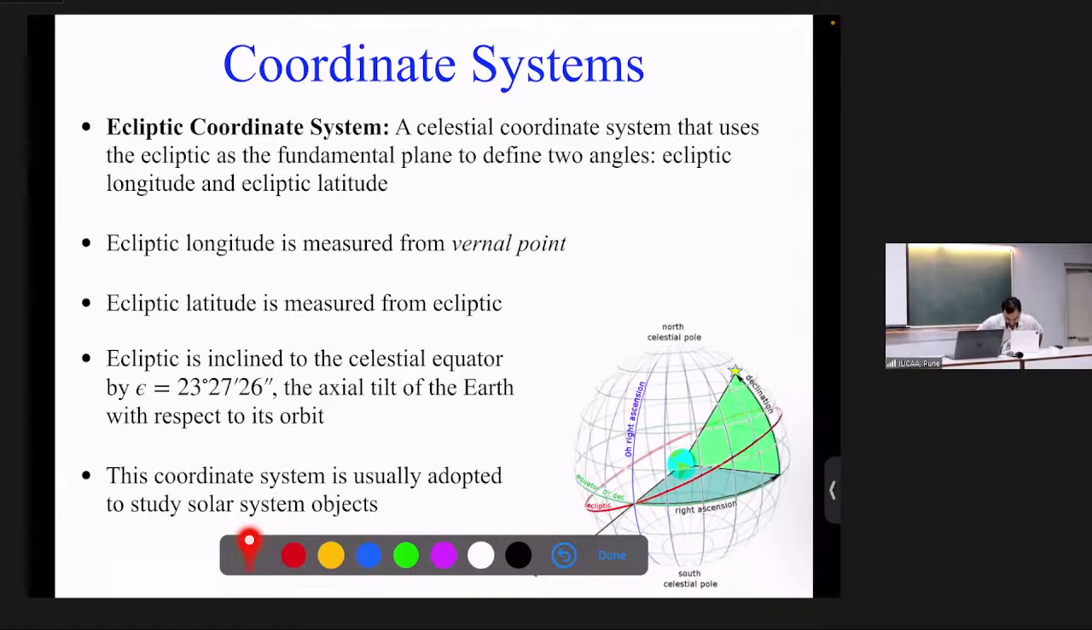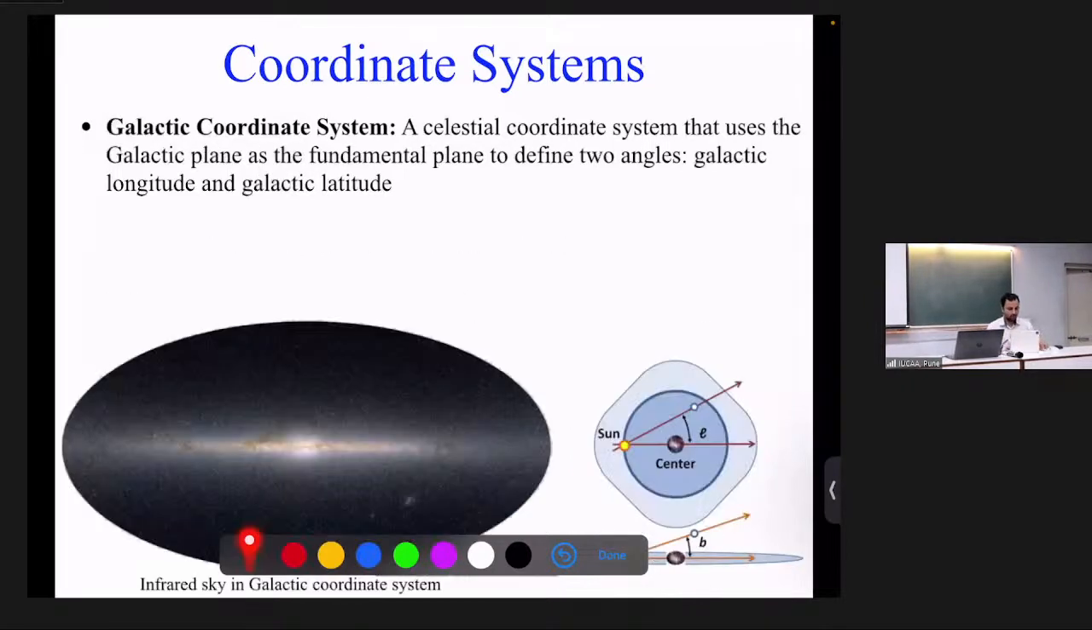Okay, let's go to the galactic coordinate system. The galactic coordinate system is a celestial coordinate system that uses the galactic plane as the fundamental plane to define two angles, galactic longitude and galactic latitude. This is a picture of our galaxy, and this image is shown in galactic coordinates. This means the galactic center will be at 0, 0.